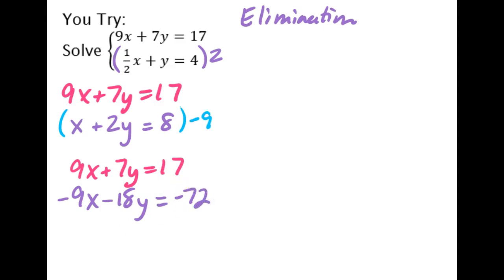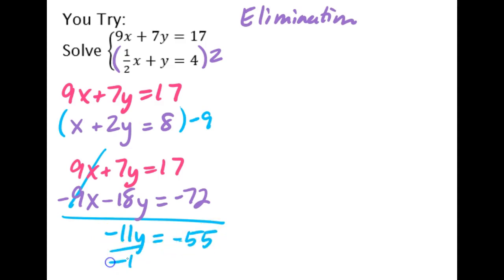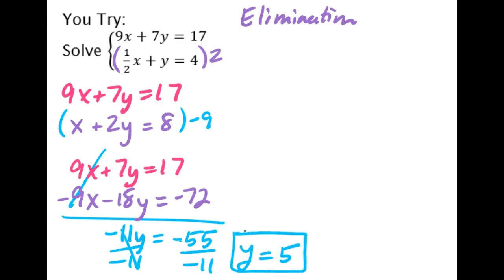So now I'm going to add these two things together. My 9x's cancel, which is what I wanted. I'd have -11y equals, and then this turns into -55. And then I'm going to divide both sides by -11, leaving me with my first answer, which is y equals 5. So now I have to do this process again, although I'm going to do it a little differently.